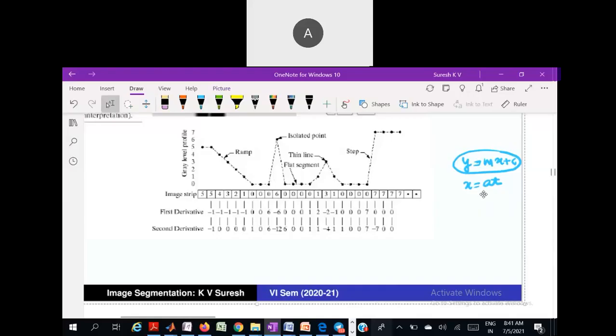Equation of a line, sir. It is a straight line. So this is also a straight line, except that the constant is 0. That means the straight line is passing through the origin. That's all the difference. So this is a straight line, or you can say it's a ramp.